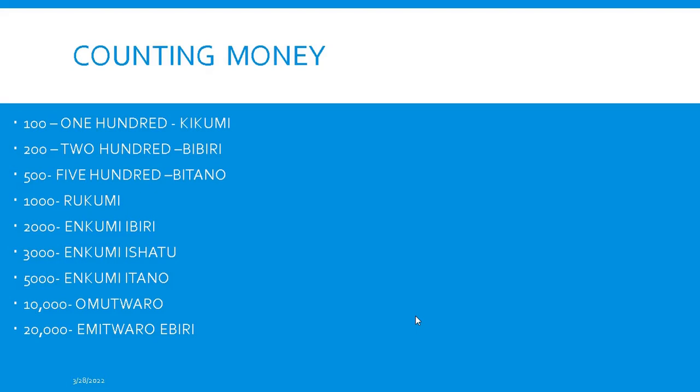You can notice from 2000 we are saying enkumi. That means we have 4,000, that is enkumi ina. 6,000, enkumi mukaga. 7,000, enkumi mushanju, or you can say kashanju. We have 50,000, emitwaro etano.